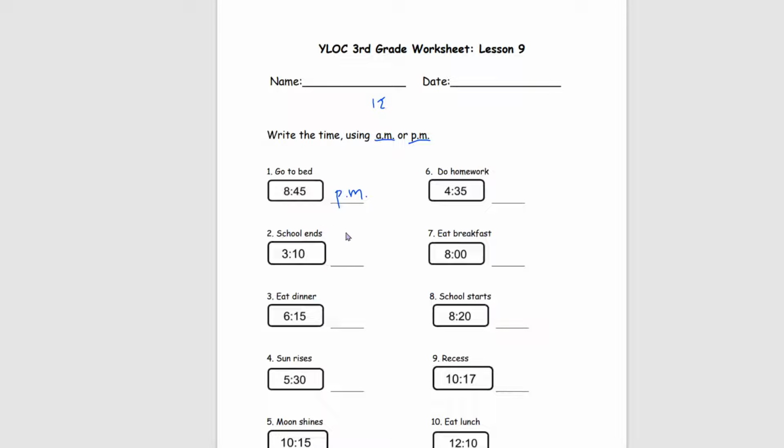For number 2, it says school ends at 3:10. Looking at our options, AM means that school ends at 3:10 AM, and that is very late at night, or you are most likely sleeping. And if we use our option PM, school ends at 3:10 PM, which is around the normal time or how it should end.